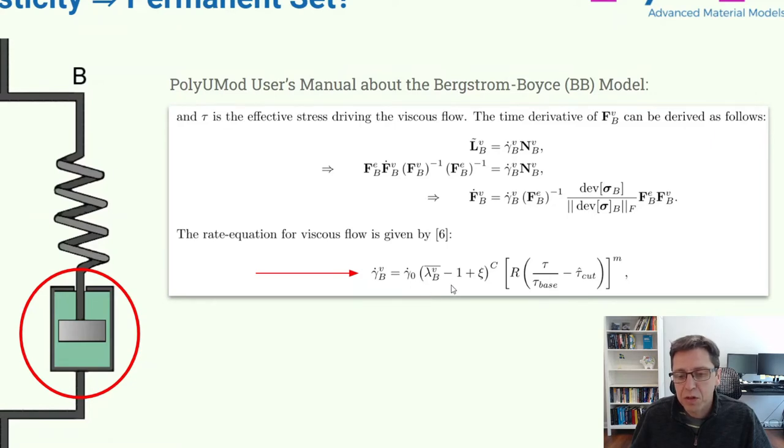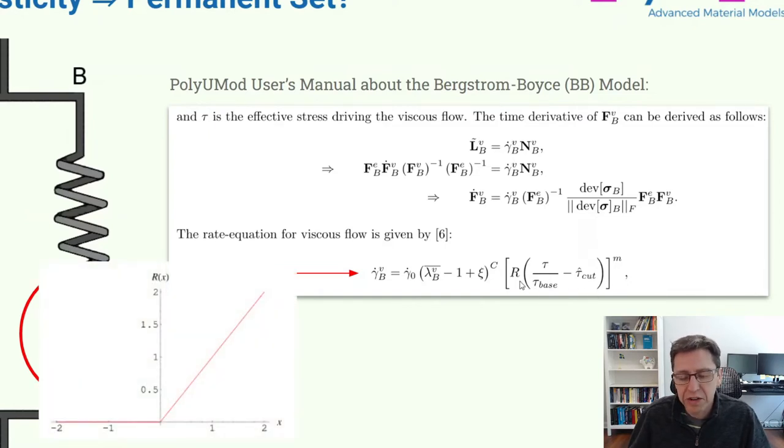The next part of the equation here is just a strain dependence of the viscoelastic flow, showing how the viscoelastic flow changes depending on the strain magnitude. The next part is the stress. So basically, it's stress raised to a power m, and m is some kind of number, typically between 4 and 10 or so. But the key here is the equation is a little bit more complicated than that.